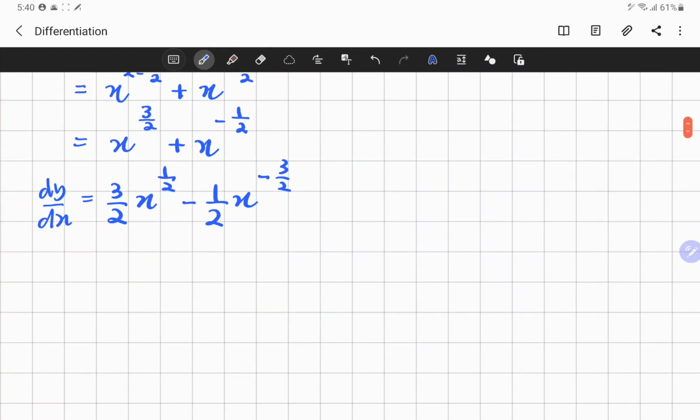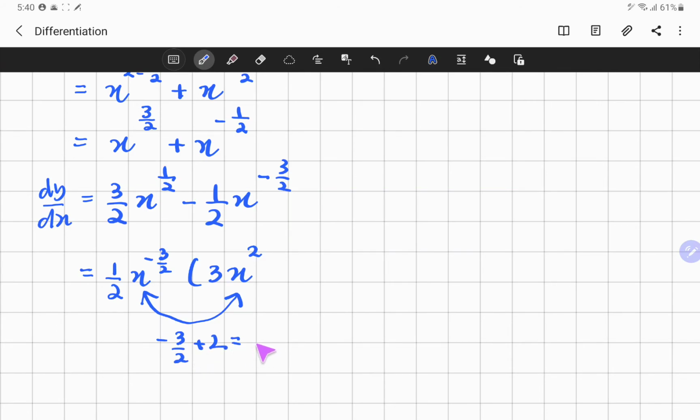Let us simplify by factorizing the smallest term, which is 1 over 2 and x to the power of negative 3 over 2. And we are left with 3 and x to the power of 2, because once we multiply these both, we're going to add the powers. Negative 3 over 2 plus 2, we're going to get 1 over 2. So the power here is 1 over 2.